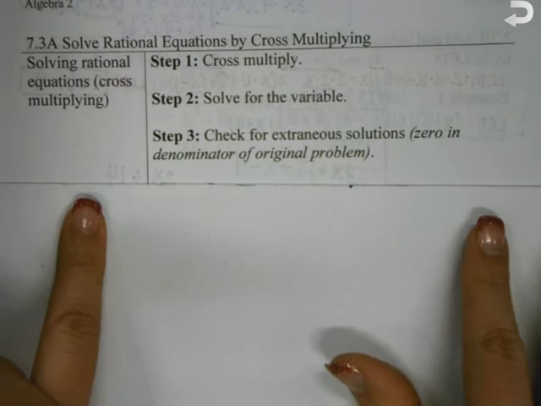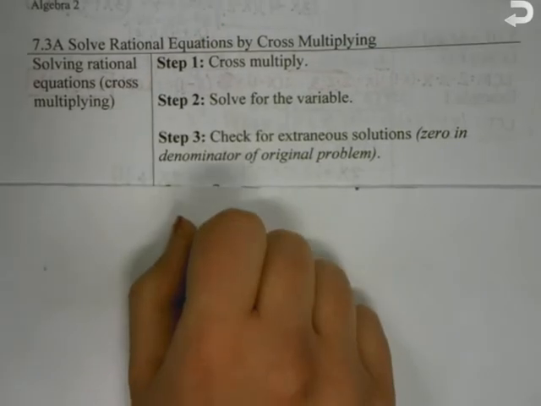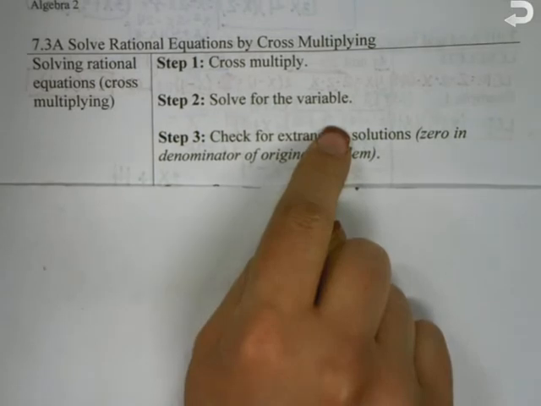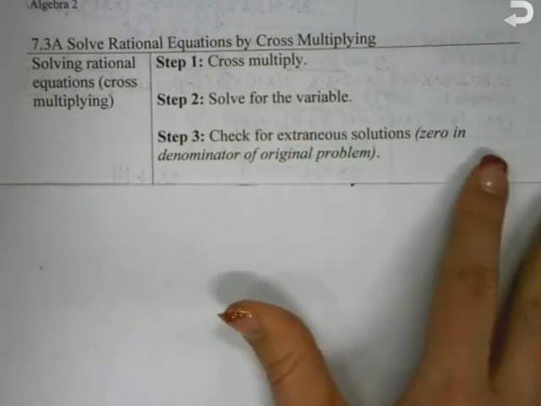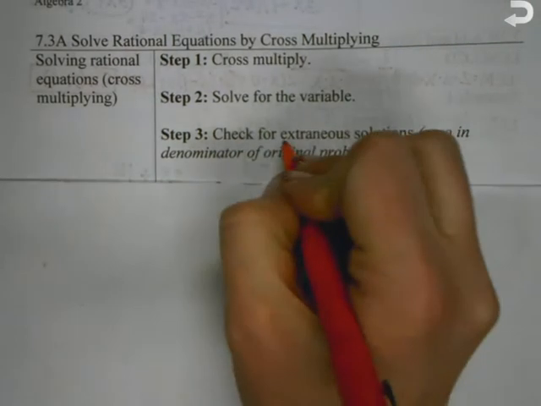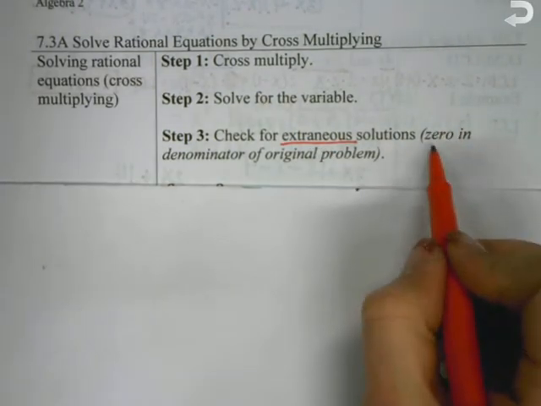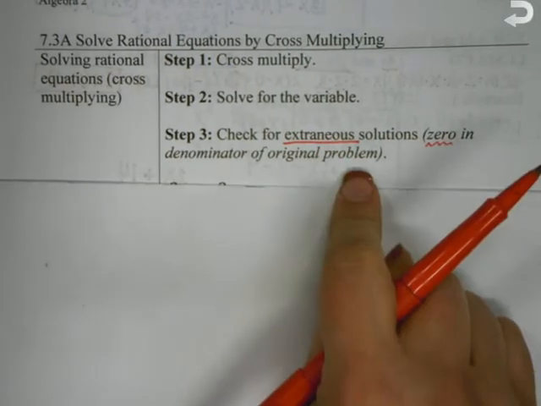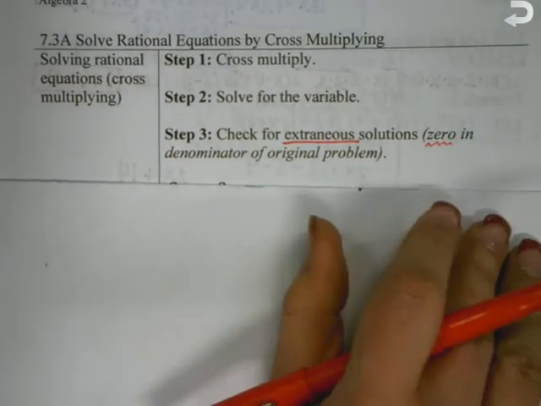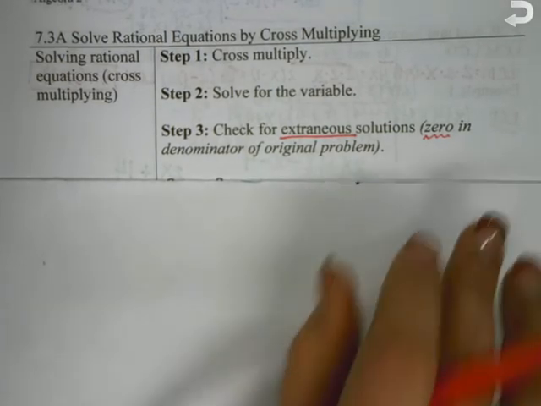Step 1, we're going to cross-multiply everything to set up an equation without fractions. Step 2, we're going to solve for that variable that we're trying to get. And then the last thing, step 3, is we need to check for what we call extraneous solutions. So extraneous means extra solutions that actually don't work. So we're going to be looking for if there's a 0 in the denominator of the original problem. So we do need to solve for where those denominators equal 0. So we do have to be concerned about that.